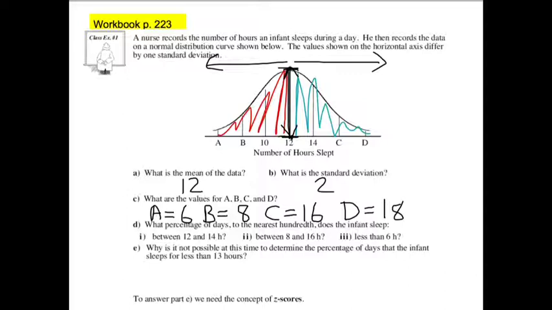So what percentage of days, to the nearest hundredth, does the infant sleep between 12 and 14 hours? Well, in that case, what we're talking about is this bracket right here. If you look at a standard normal distribution curve, that's going to be about 34.13%.